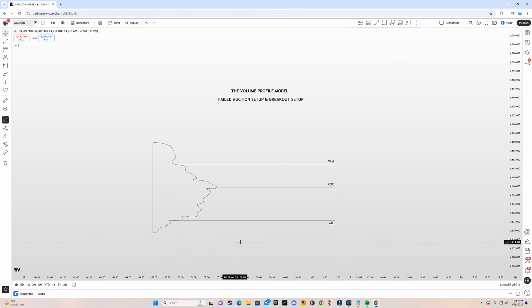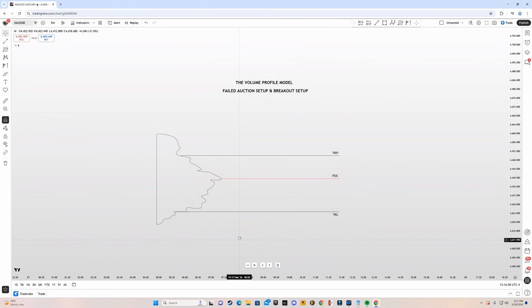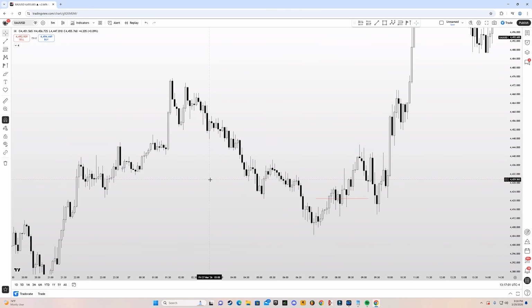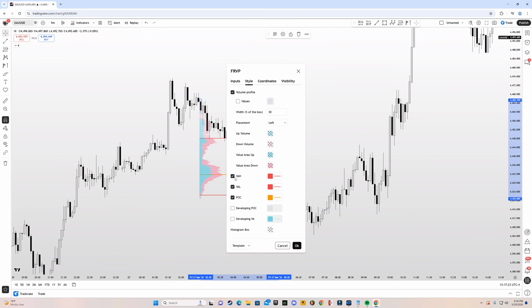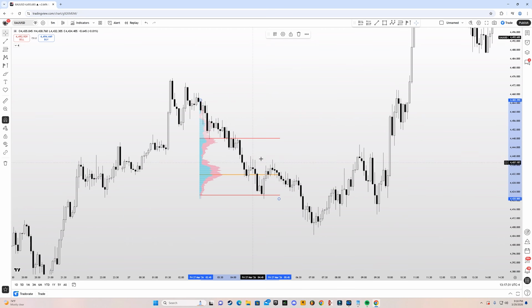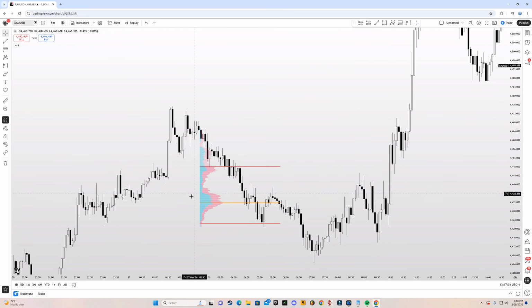But first, we need to understand what exactly volume profile is. So first things first, what you want to do is go over here on your TradingView, choose forecasting and measurement tools, click here and choose fixed range volume profile. Now draw it out anywhere on the chart like this, and then double click on it, go to inputs and change the row size to 1000 and make sure the value area volume is at 70. Then go to styles and make sure you turn on value area high, value area low, and point of control. You can also change the colors of them if you like, just like I did. So that's what the volume profile is going to look like.